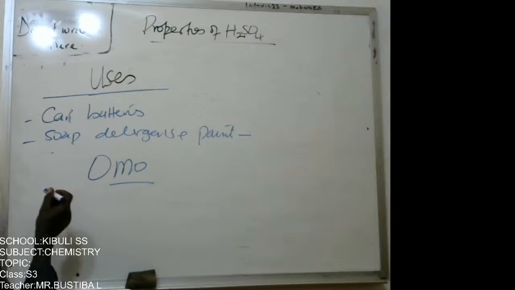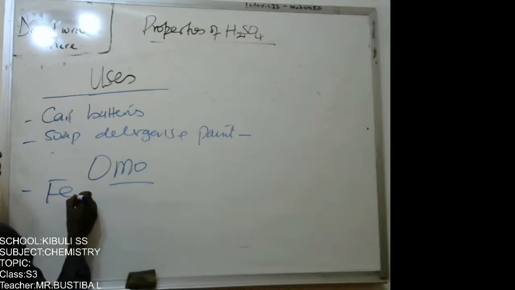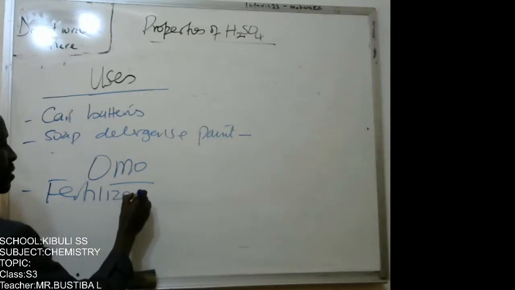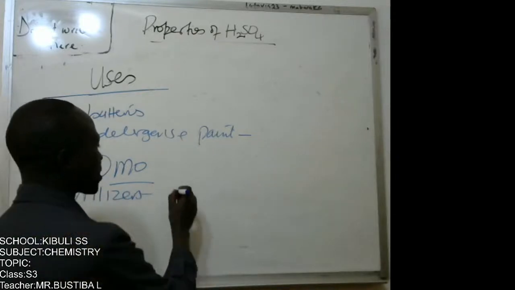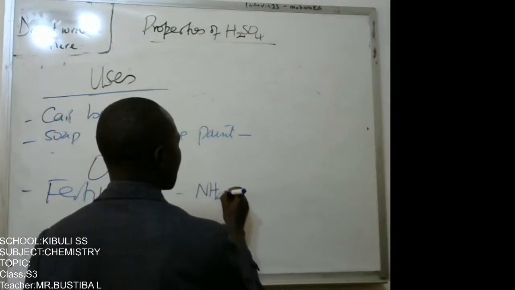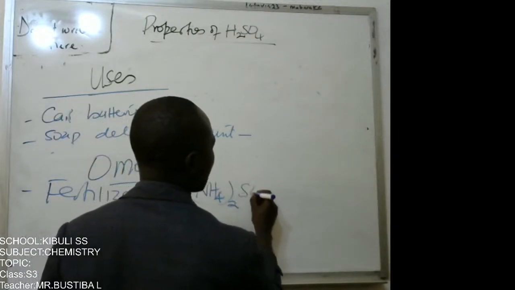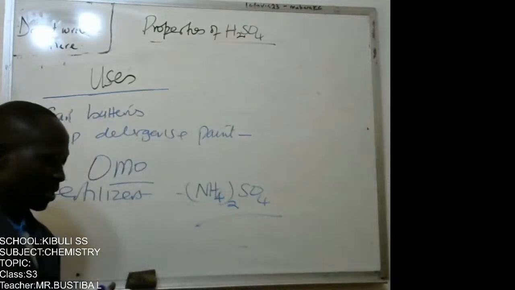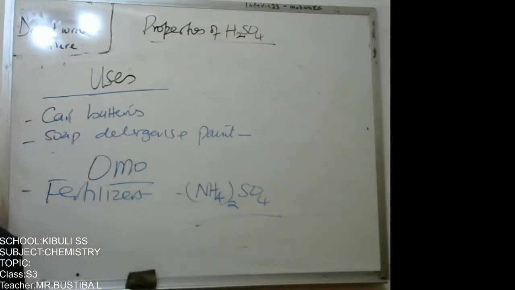Number 3, there are so many things that we can use sulfuric acid for. Sulfuric acid can also be used in the manufacture of certain fertilizers. For example, the cheapest fertilizer I can think of right now is ammonium sulfate. Where does it come from? Ammonia and sulfuric acid. Potassium sulfate from potassium hydroxide. So most of the sulfates are also used as fertilizers.